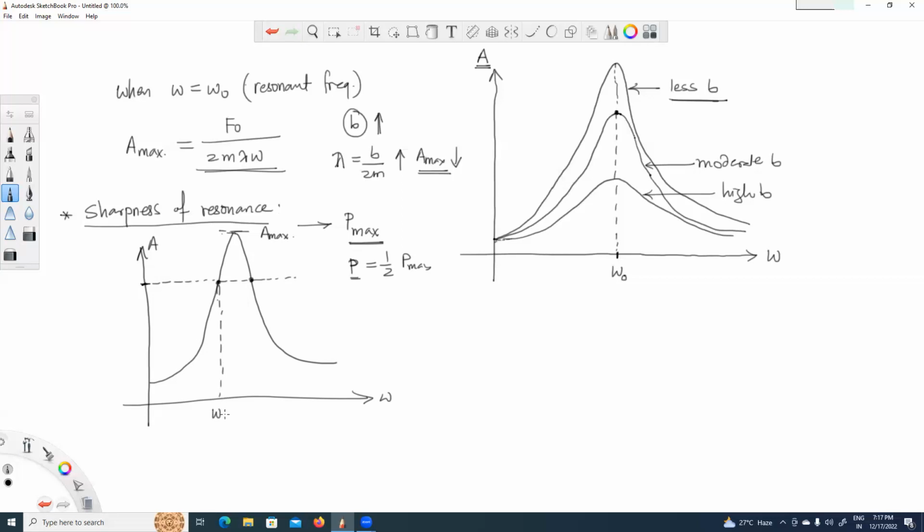So let's say this is omega 1. This is the first one. And remember, these would be on either side of the resonant frequency, no doubt about it, because this graph of A versus omega is like a normal distribution, approaching its maximum at the resonant frequency omega naught. So omega 1 and omega 2 are the frequencies for which the power dissipated by the system is half of the maximum power. The difference between these two frequencies, omega 2 minus omega 1, is called bandwidth.